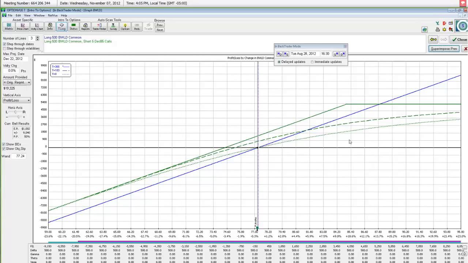So you're collecting some premium, and your trade-off is that if the market really, really rallies, your gains are going to be capped versus unlimited.